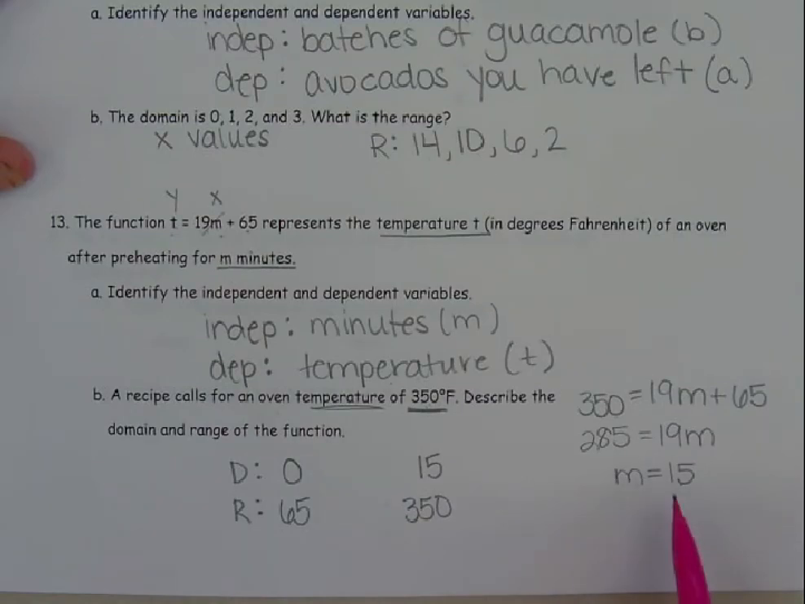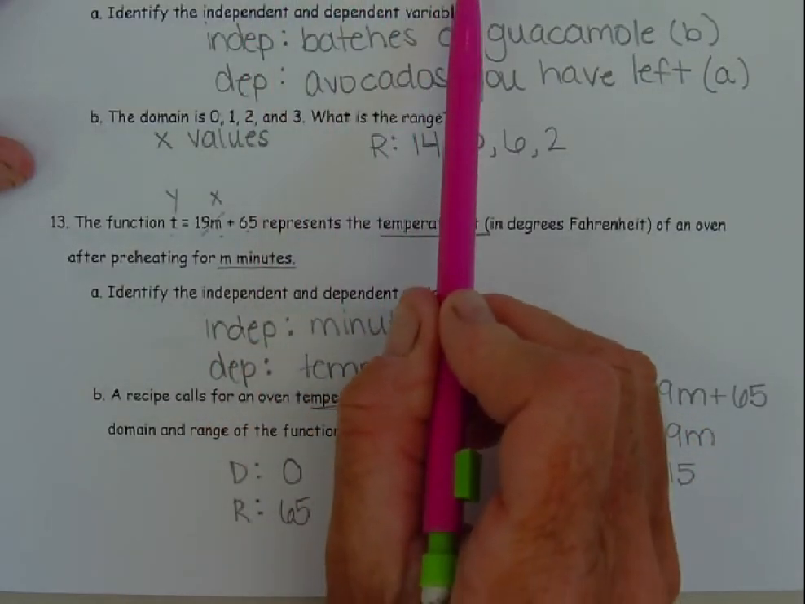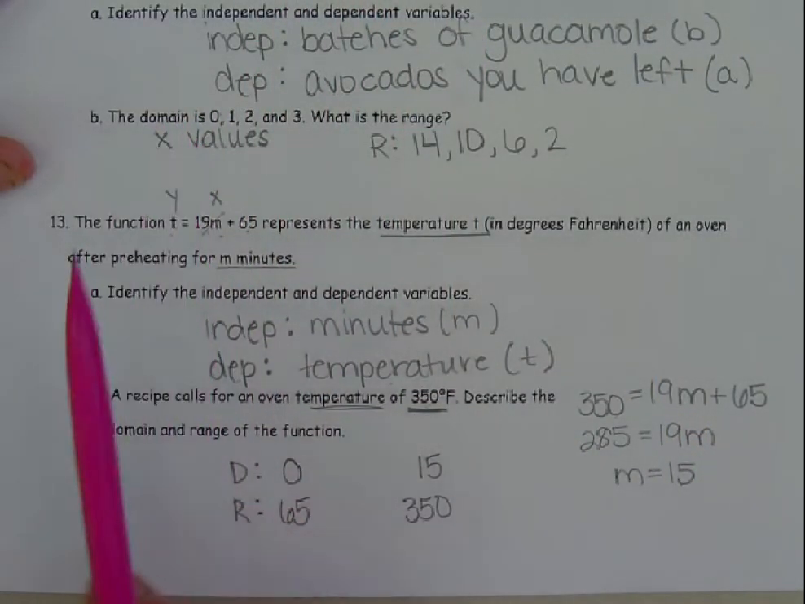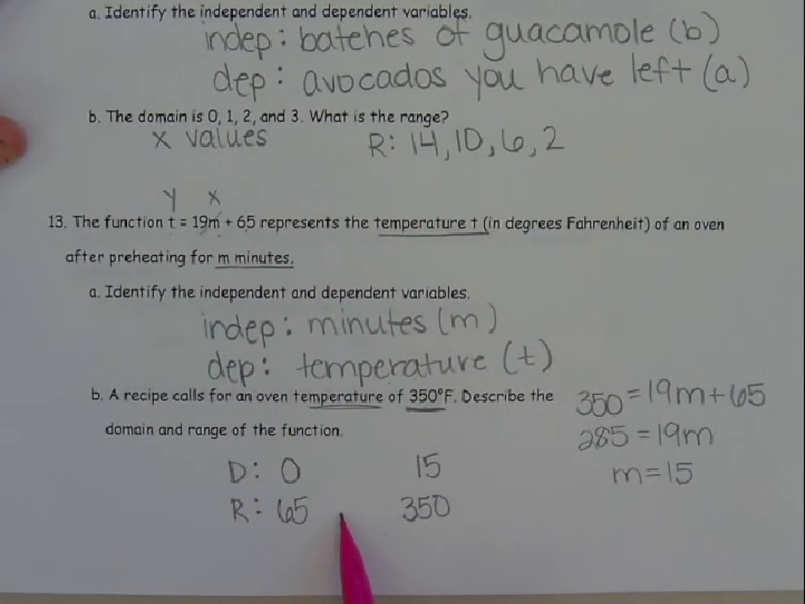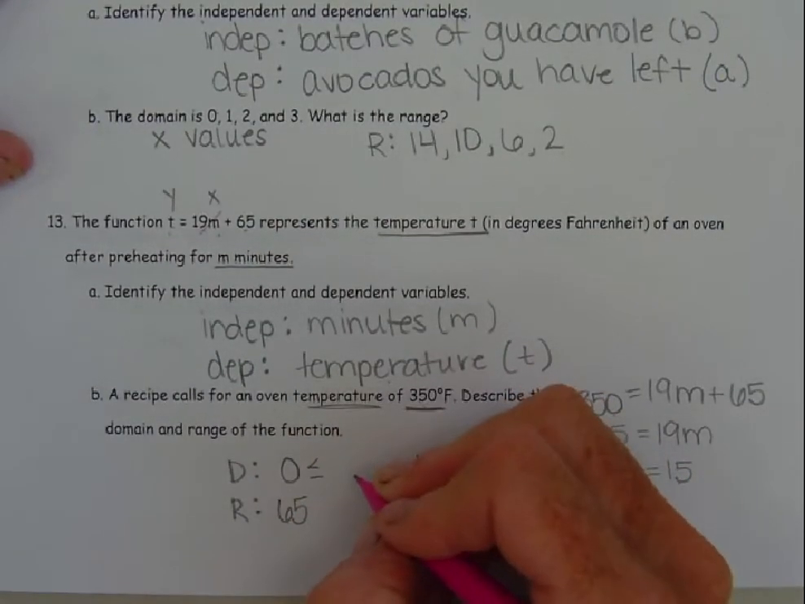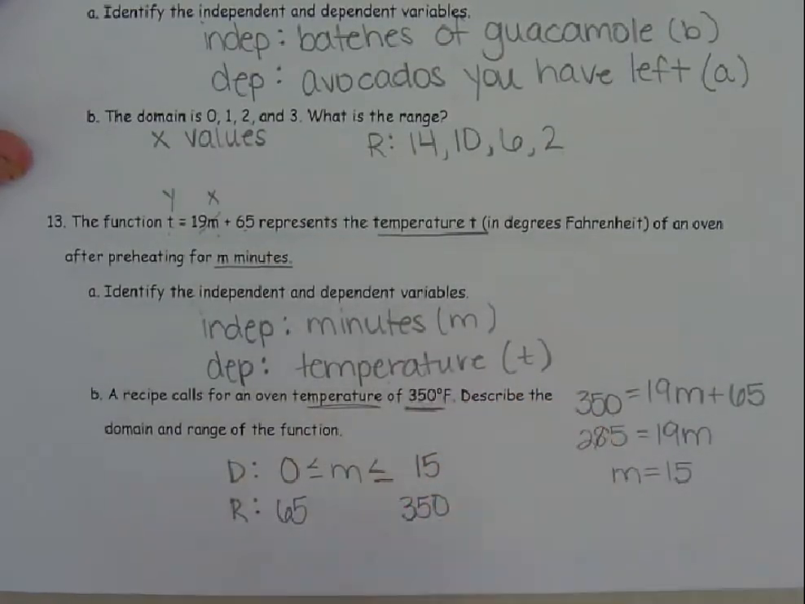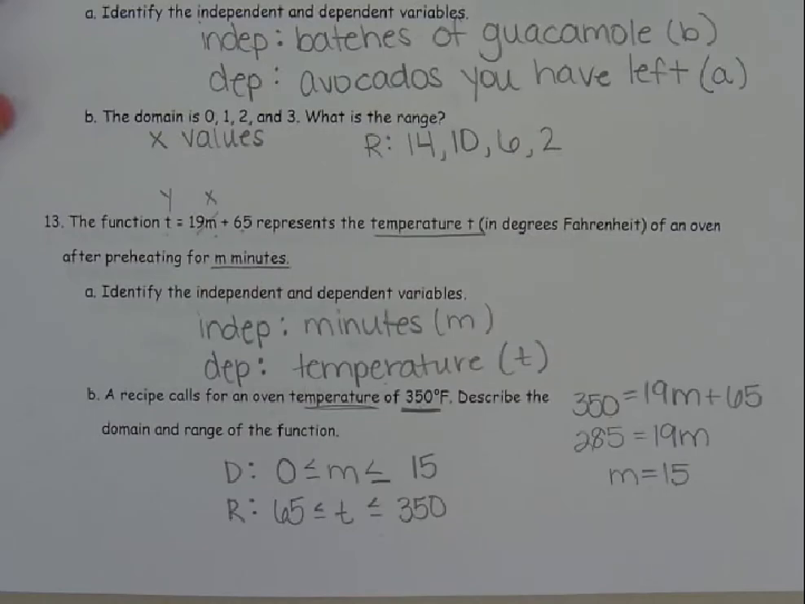So now, the next question you have to ask yourself is, here we were talking about avocados and batches. So in this case, you either make a batch of guacamole or you don't. However, in this case, you could have the oven preheating for 2.7 minutes. So we don't want to list here. We want the domain, or the input, or x values to be anywhere from 0 to 15 minutes. And we want our range, or our output, or our y values to be anywhere from 65 degrees to 350 degrees.